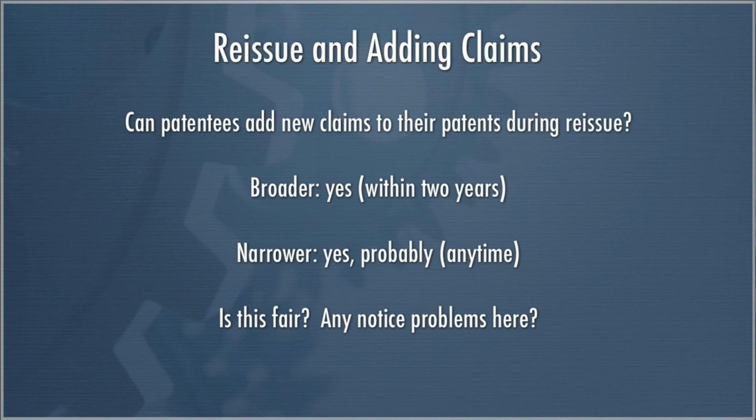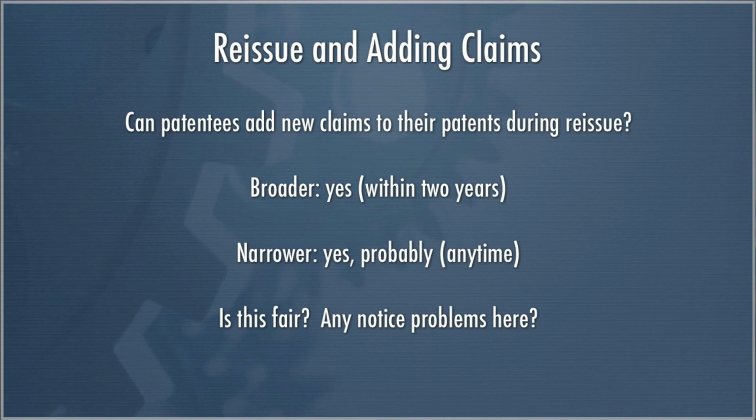And one question is, is this a fair approach? I mean, are there notice problems here? And you might argue there are, right? What's happening here is a patentee is getting a granted patent, and then they are able to use the reissue process to sometimes quite dramatically change the scope of the claims. Again, you can only broaden within 2 years, so the impact is somewhat limited, but even within those 2 years, you can imagine that there's significant notice problems with that fact, right?